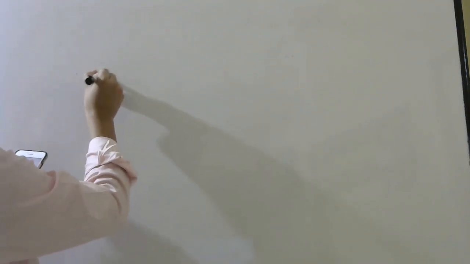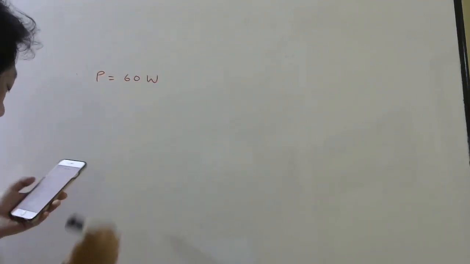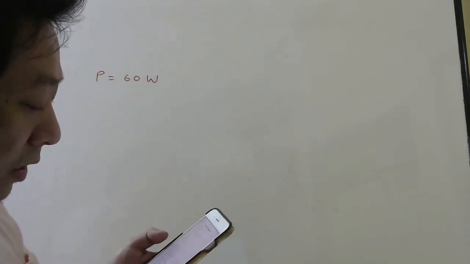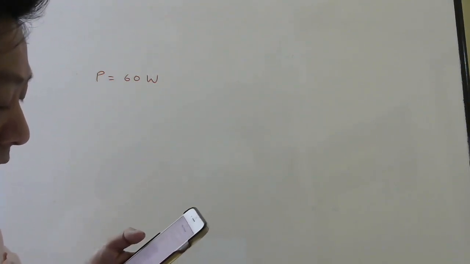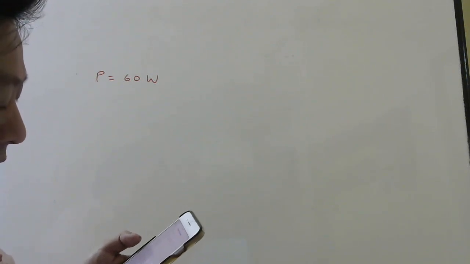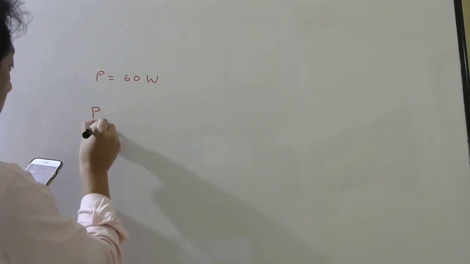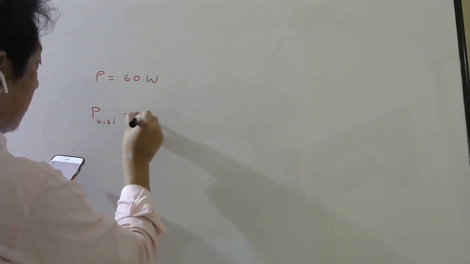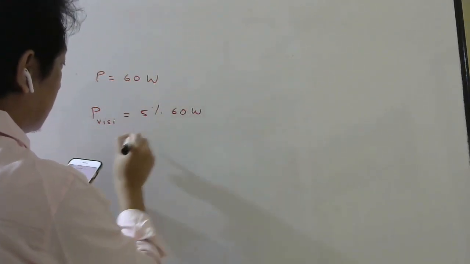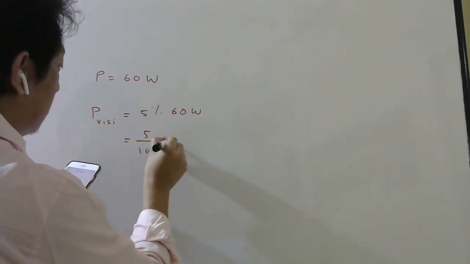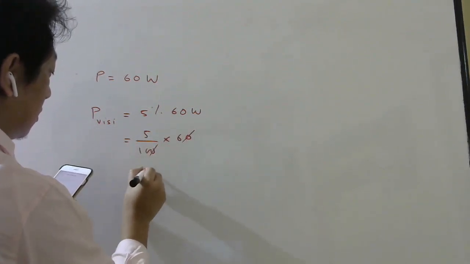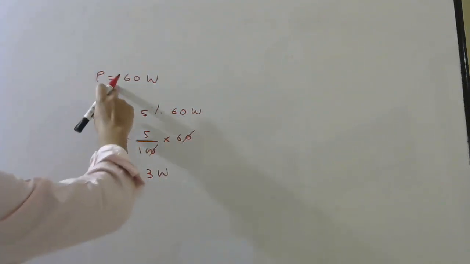See question number 13. Consider an electric bulb of power 60 watt, as a point source of electromagnetic radiation. Its efficiency is 5% in converting electric energy to visible light. So the power that we are interested in, visible, is 5% of 60 watt. So that will be 5 by 100 into 60, so 3 watt. Don't use the 60 watt power; this is the power we have to use.